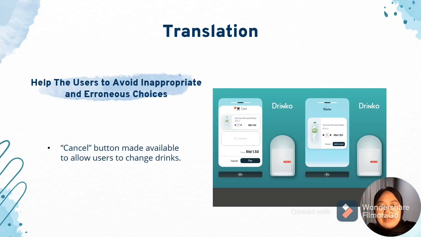We have applied the design guideline of helping the users to avoid inappropriate and erroneous choices. So the vending machine provides a cancel button on the screen, enabling users to press the button if they want to change the drink before proceeding to payment. This process allows users to feel satisfied because the machine can fulfill the desire to drink their chosen drink.